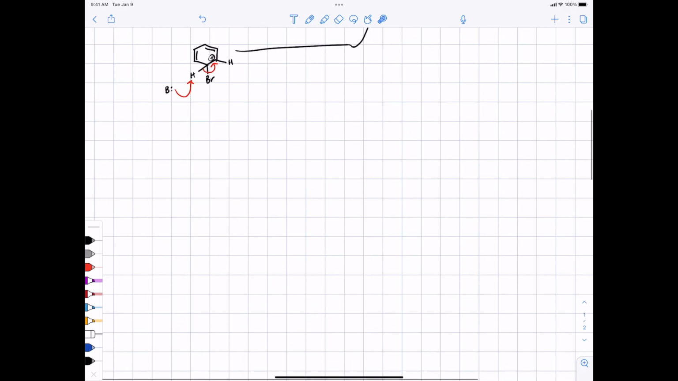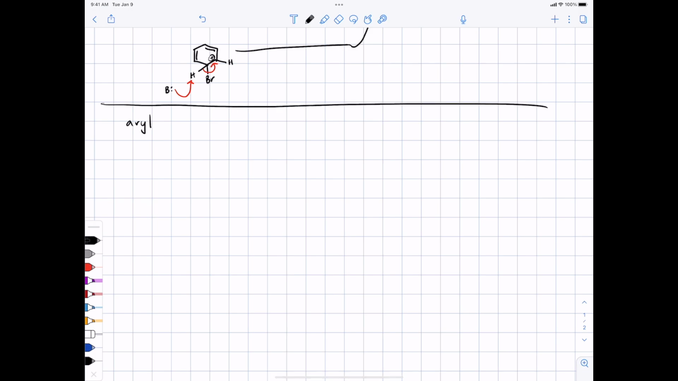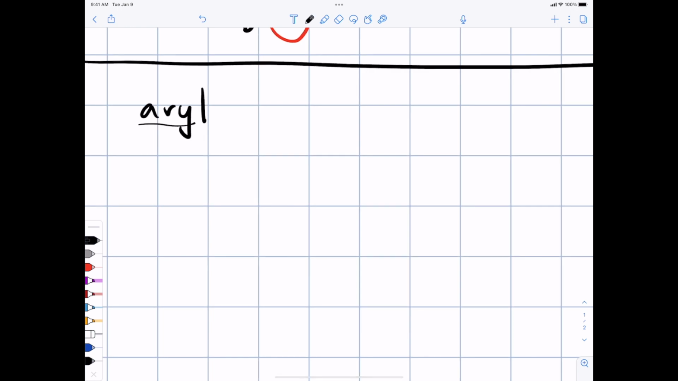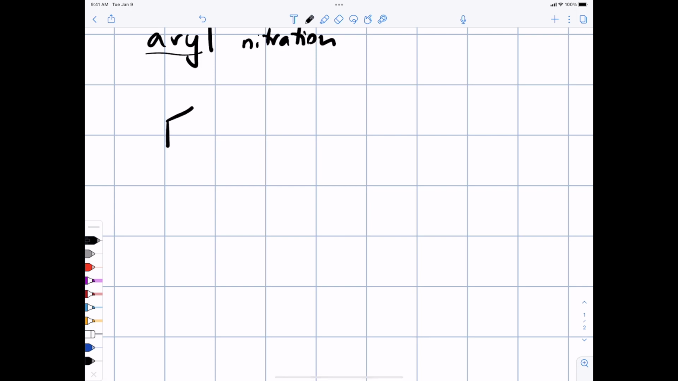Okay, so reaction number 2. Aryl is the word we use to describe a generic aromatic ring. So aryl nitration is nitration of an aromatic ring. We'll start with just benzene, and the conditions for this are nitric acid and sulfuric acid. Really friendly, happy conditions.